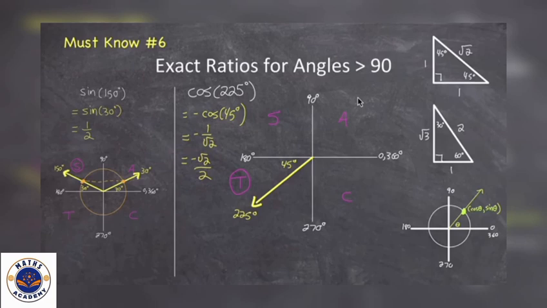There you go. Now you know how to use your special triangles, the unit circle, and the CAST rule to find exact values for trig ratios.